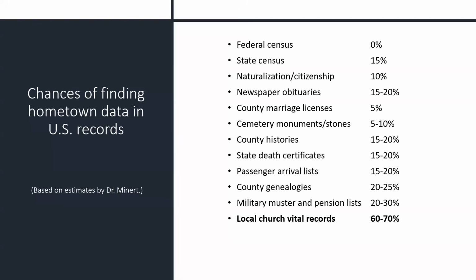But look at church records. An estimated 60 to 70% of local church vital records can give the specific town of origin, according to Dr. Meinert's research. Many people searching for their German ancestors are not aware of this. If they knew, more people would be seeking to search in church records.